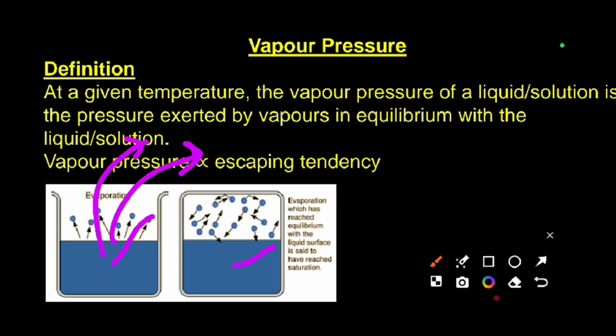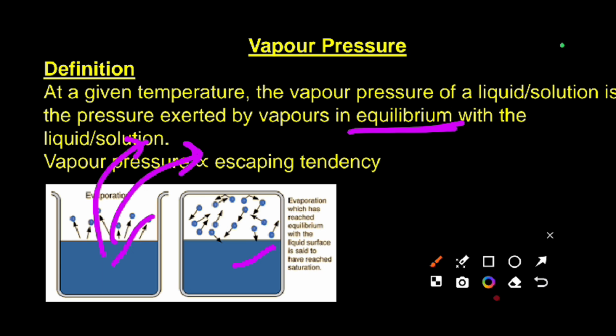Again we have taken ethanol here. If the molecules have the capacity to escape, it means they can exert a pressure. They have the capacity to form vapors. So before doing this definition, one term we will do here is equilibrium. This word is written in the definition. What is the meaning of equilibrium?